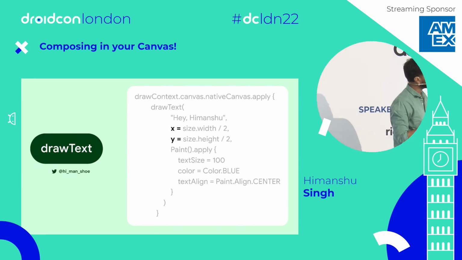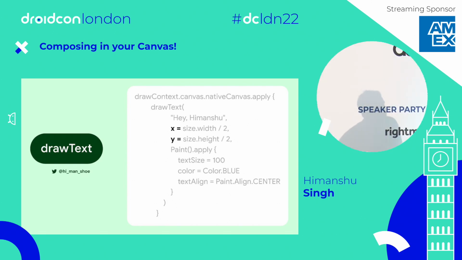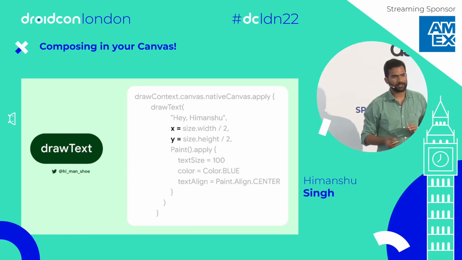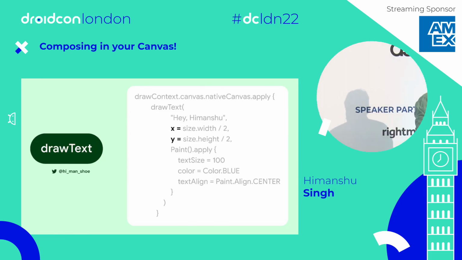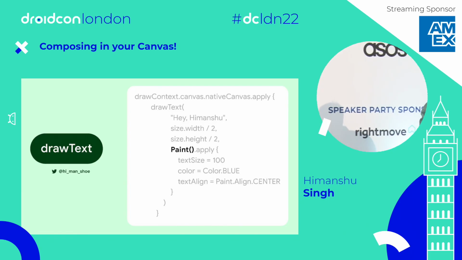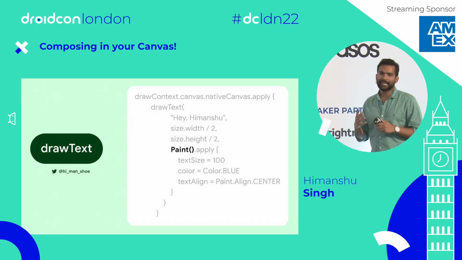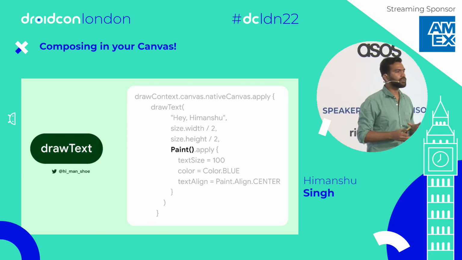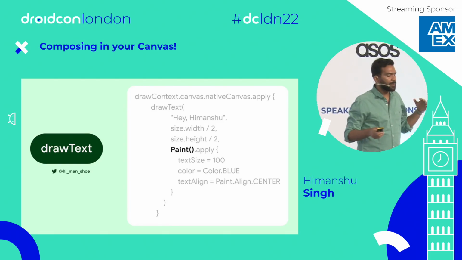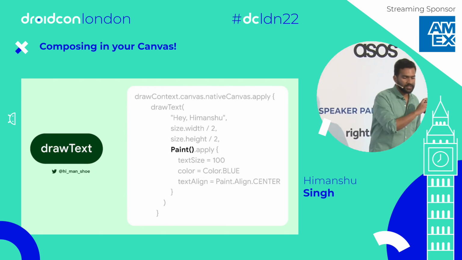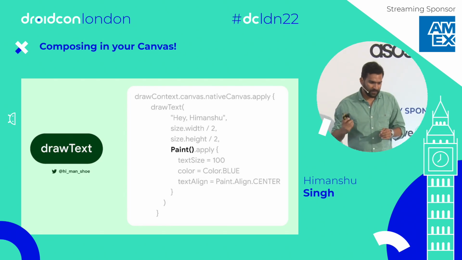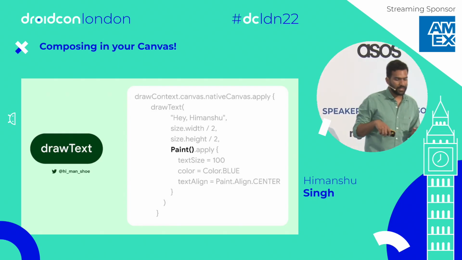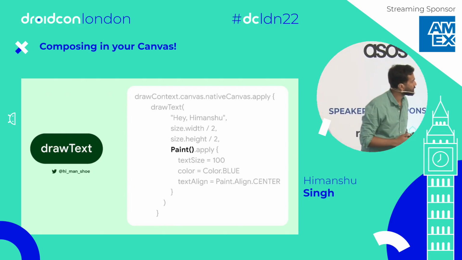Inside that, I have two things, the x and the y, where it starts. Again, it's the width by 2 and the height by 2, just to make it scalable to a different size. And you use that to draw the text. Now, this paint object actually takes color, size, and alignment, whatever you want. It's basically the customization of how this text is going to look. Consider, hey Himanshu, but this is just another arbitrary text. But this is how you can draw the text. I don't know when draw text is going to be in Jetpack Compose, but this is the way to access it.